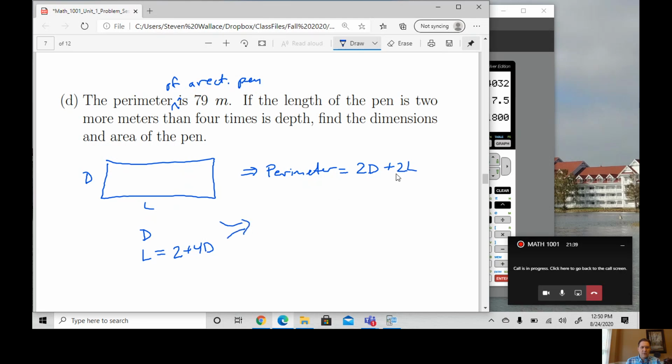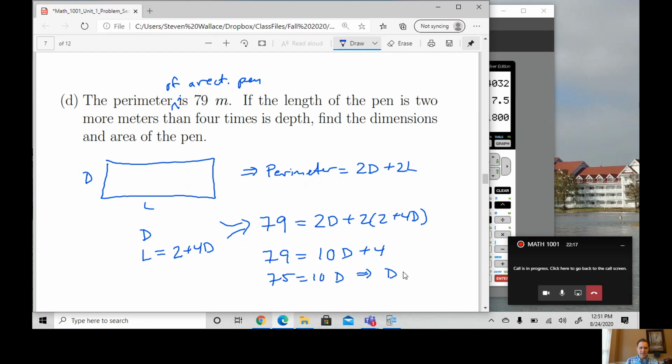If we put that into our formula here, we know the perimeter is 79 meters. And that's equal to 2 times D and then 2 times the L, which we have in terms of D. When all is said and done, we get 79 equals 10D plus 2... so we combine like terms. 2 times 2 is 4. 2 times 4 is 8D plus 2D is 10D. We get 75 is 10D. So that means that D is 7.5 meters.